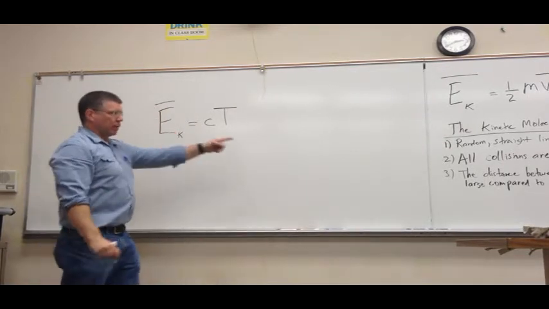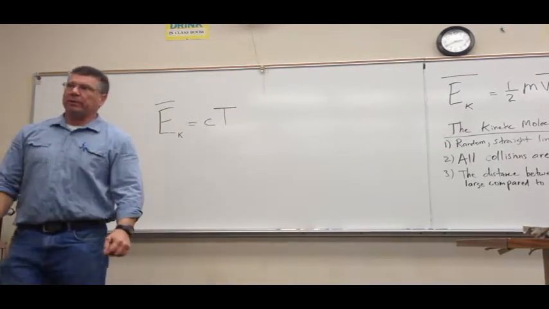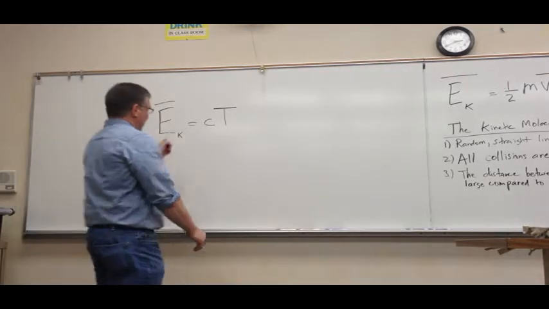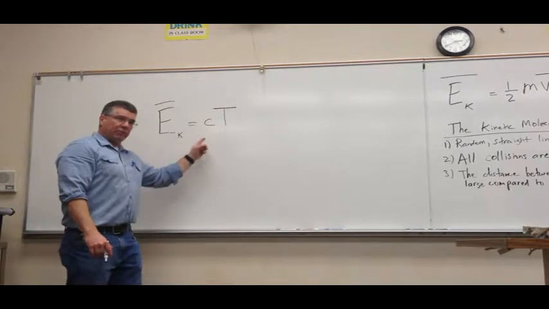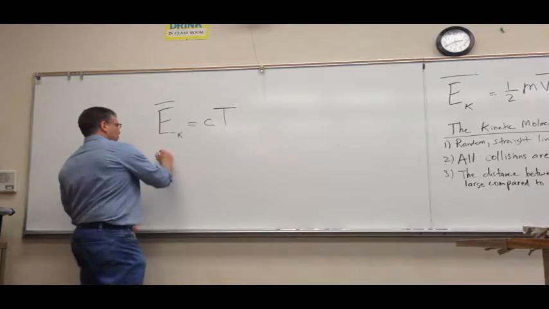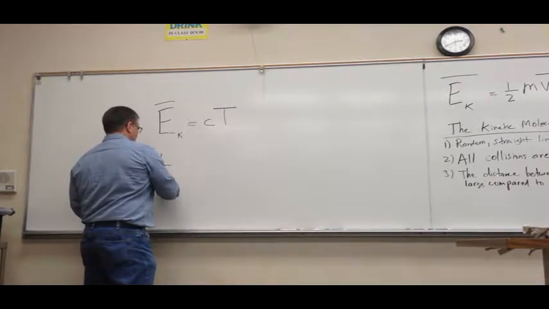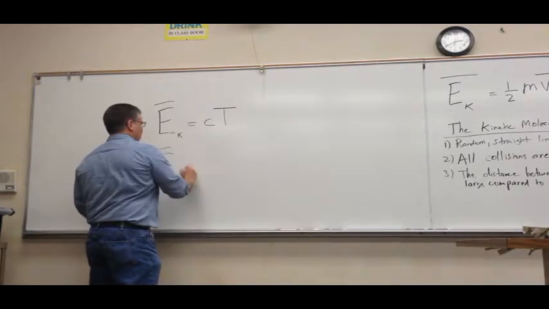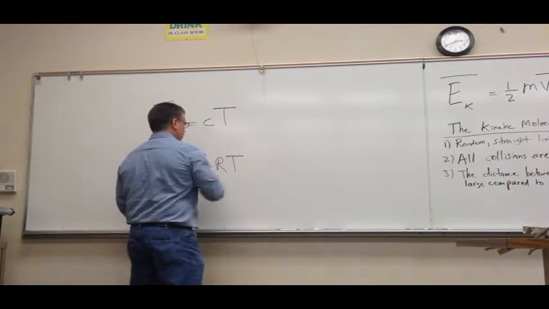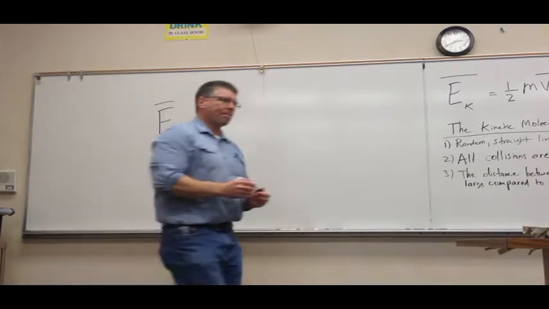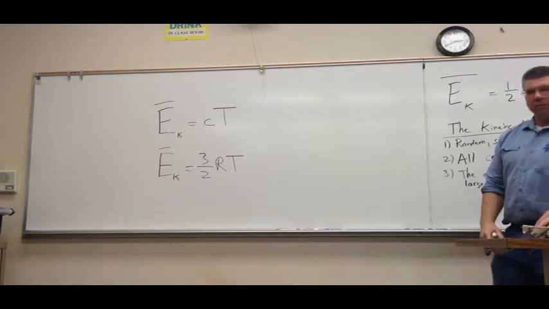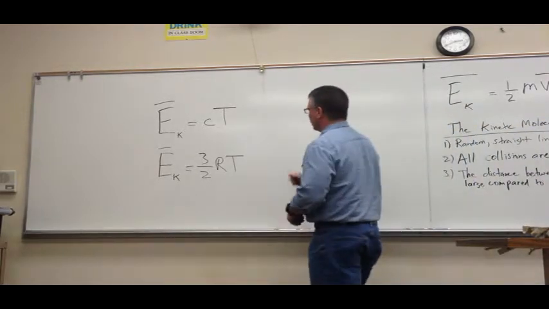Another way of saying part 5 of kinetic theory is that the mean kinetic energy is proportional to the temperature, which means it's equal to some constant times the temperature. It ends up that we can figure out what this constant is. It's 3/2 R, where R is the 8.3145 value, joule per Kelvin mole.